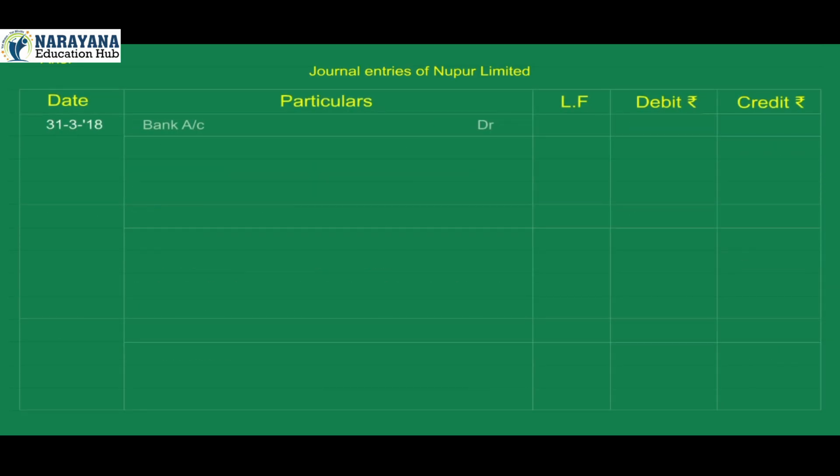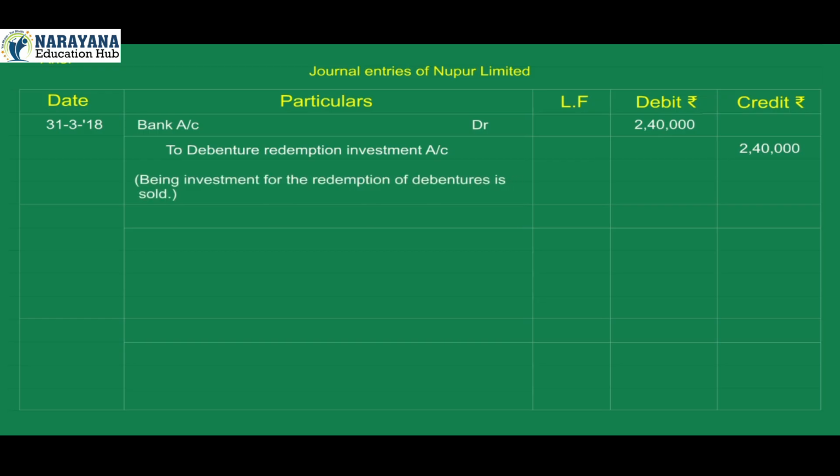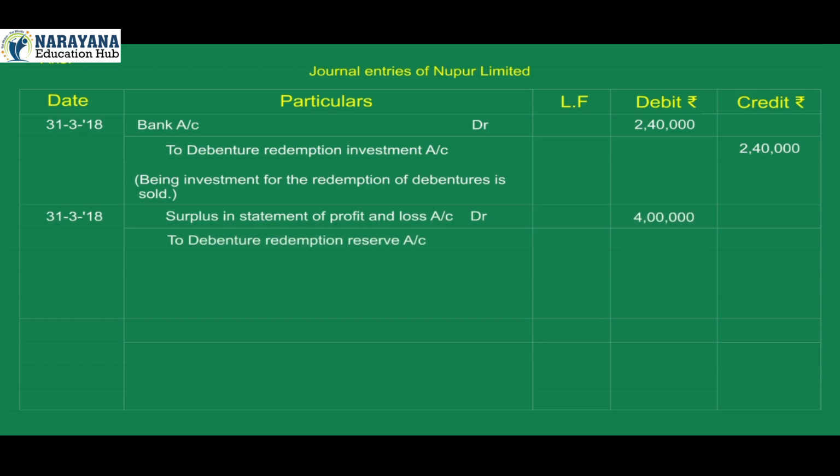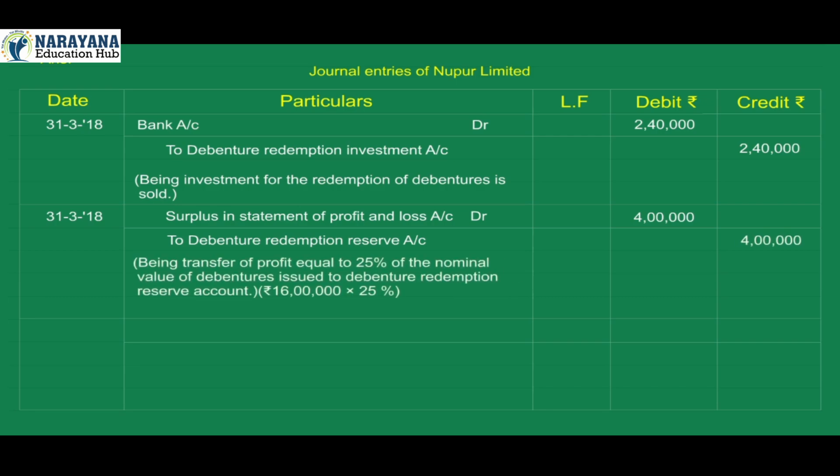31st March 2018. Bank account debit 2,40,000 to debenture redemption investment account credit 2,40,000, being investment for the redemption of debentures is sold. 31st March 2018. Surplus in statement of profit and loss account debit 4 lakh to debenture redemption reserve account credit 4 lakh, being transfer of profit equal to 25% of the nominal value of debentures issued to debenture redemption reserve account, ₹16 lakh into 25%.